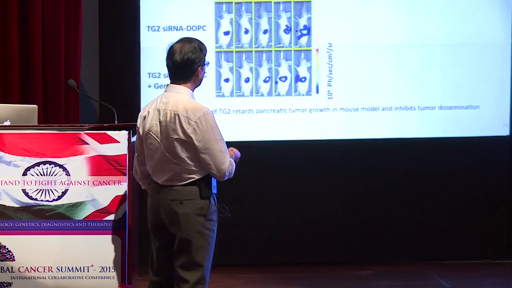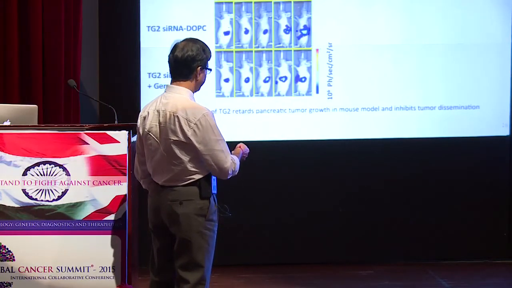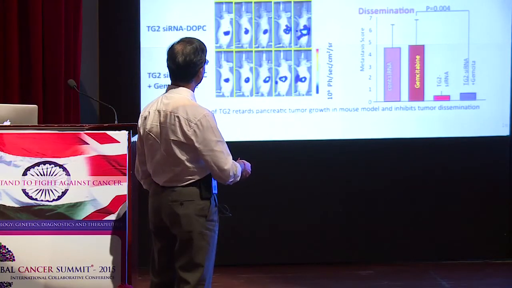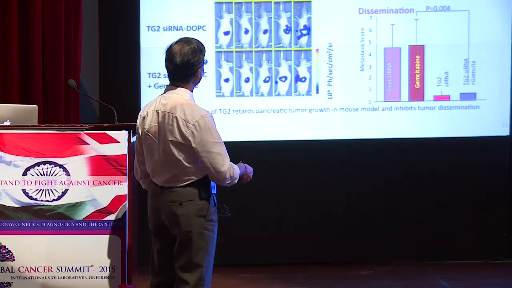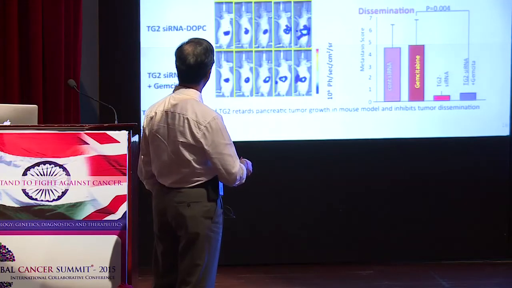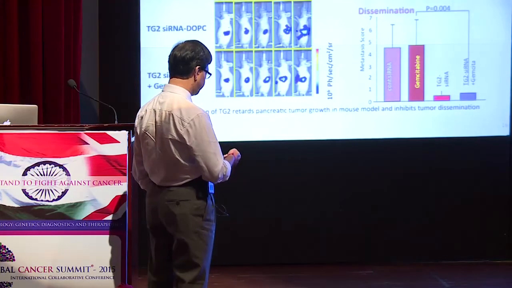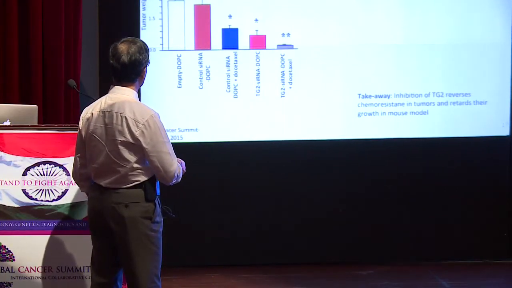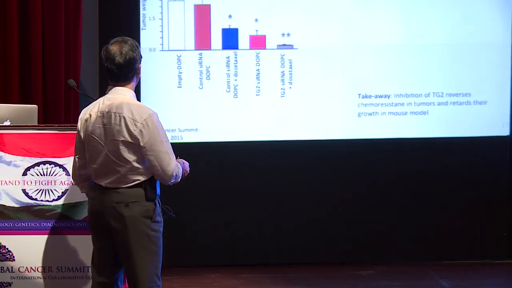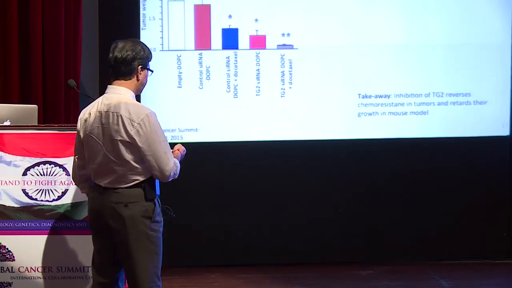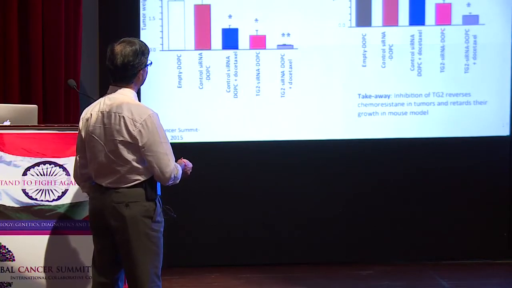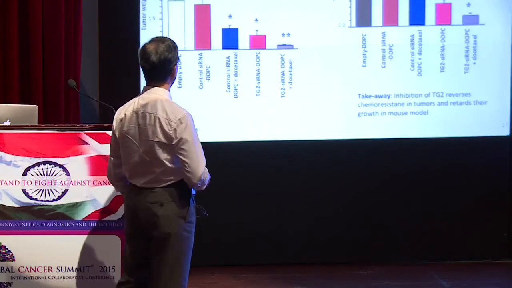Here is the tumor size. And even more impressive was the dissemination of these tumors, local dissemination. It completely knocks down the dissemination of the pancreatic tumors in the local sites. Here is an ovarian cancer. Once again, HA8 cell line, which is highly invasive and metastatic. This is TG2 siRNA, and this is combined Taxol plus TG2 siRNA. This is drug-resistant HA8 cells. Once again, you see a very nice effect of TG2 inhibition by siRNA.